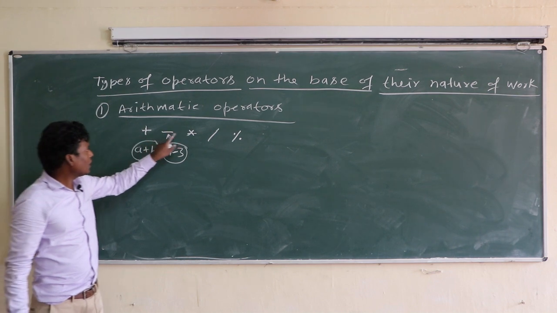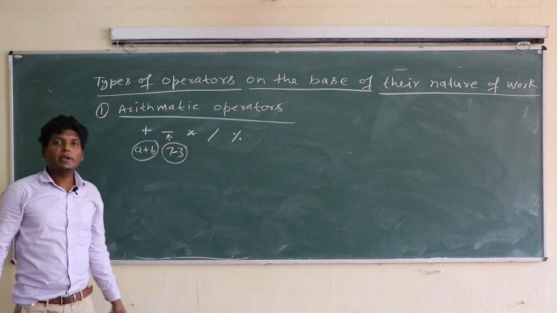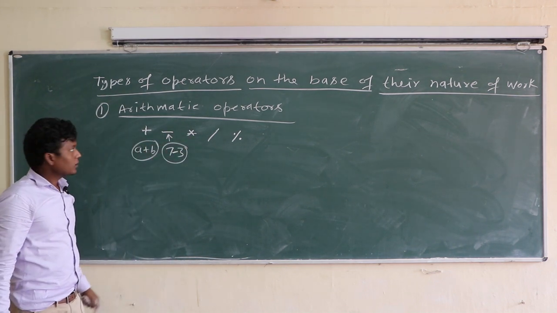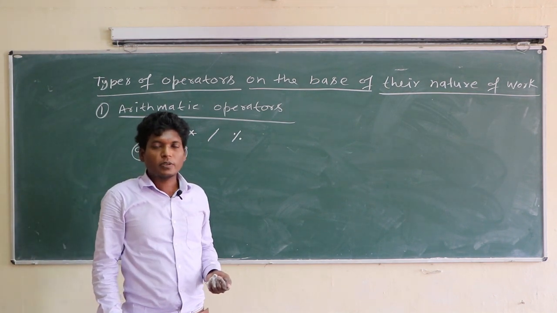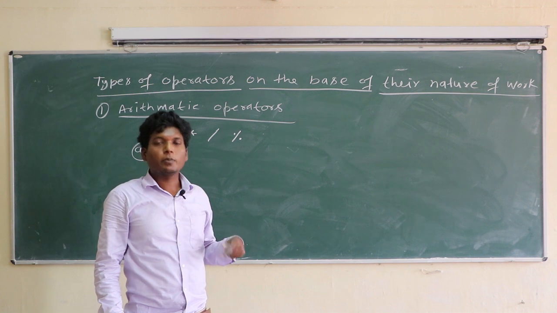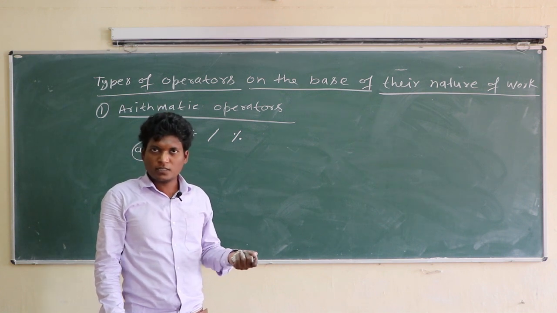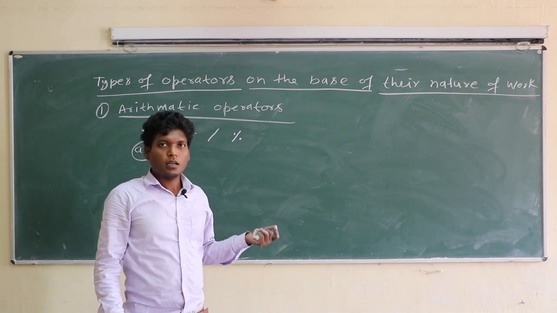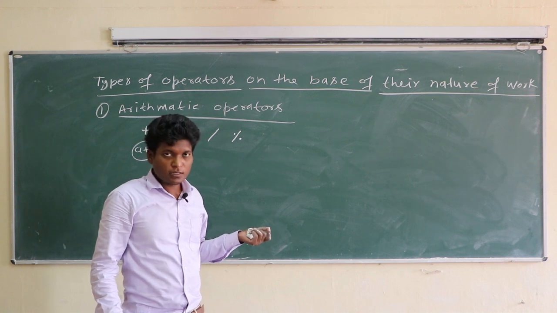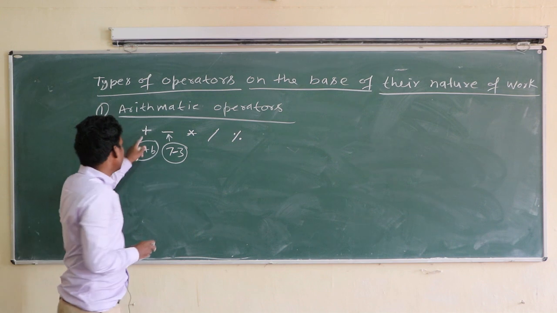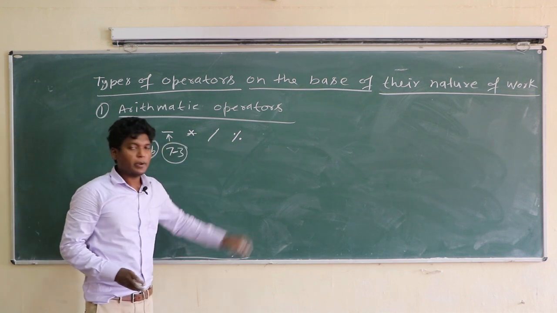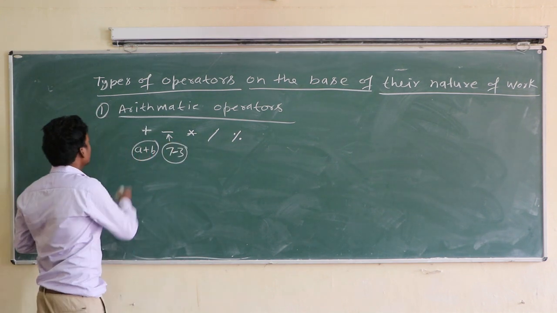So all these operators are arithmetic operators. These operators perform arithmetic operations. So their nature of work is arithmetic operation. Multiplication, division, modulus, addition, subtraction. These are examples of arithmetic operations. And these operators are arithmetic operators.